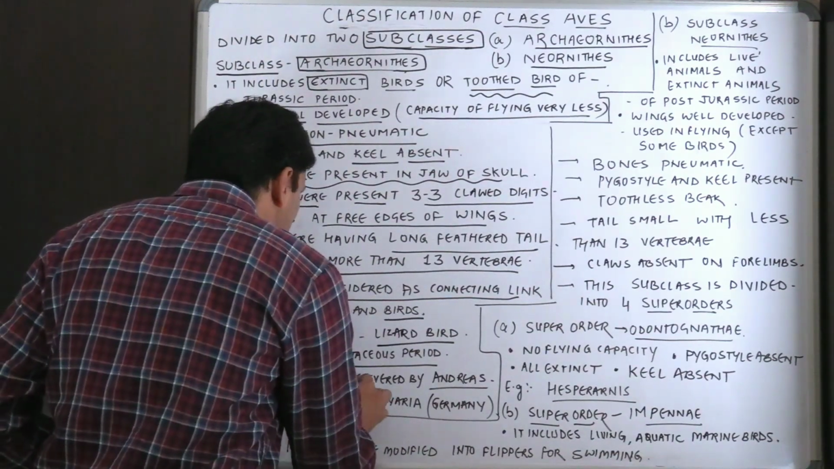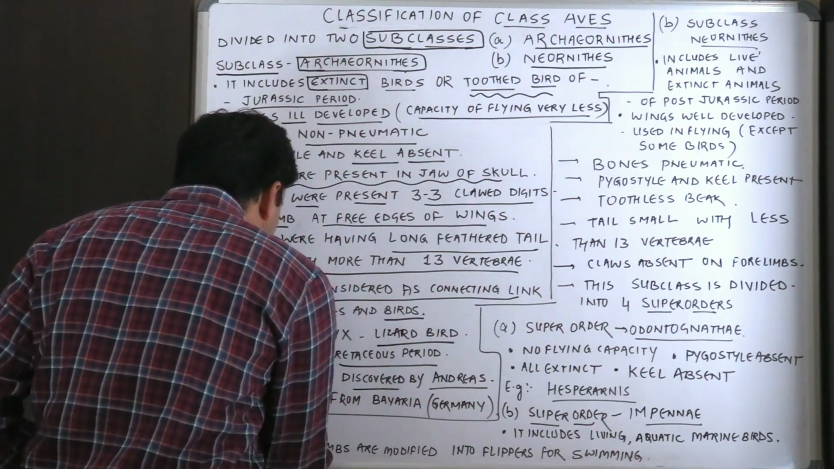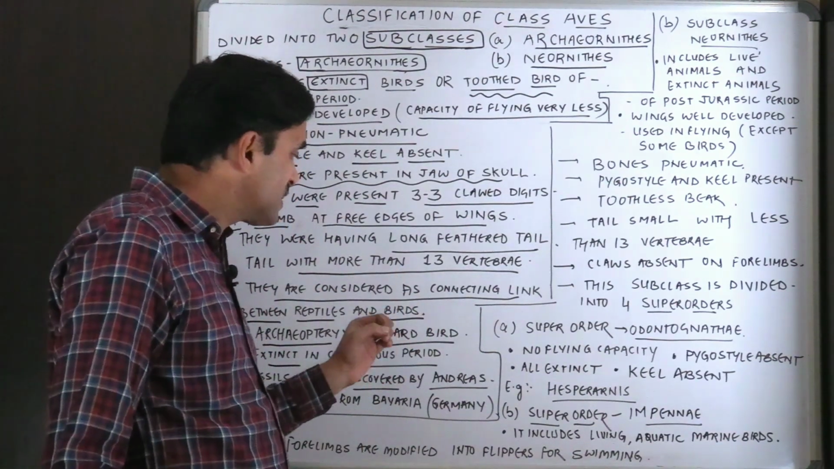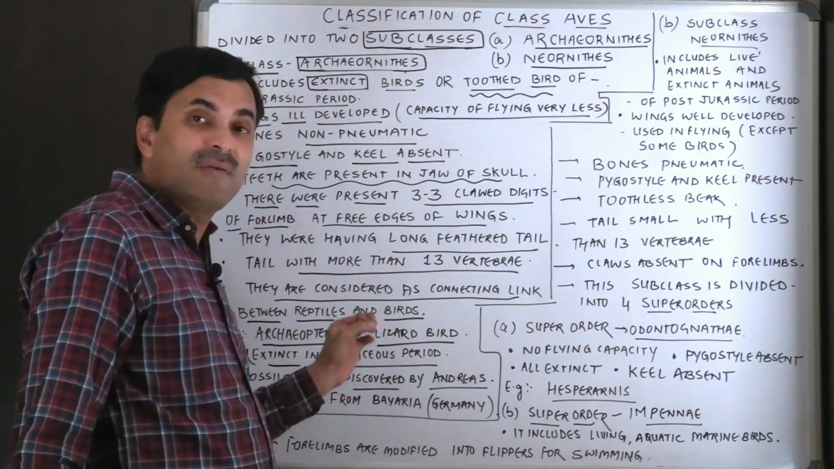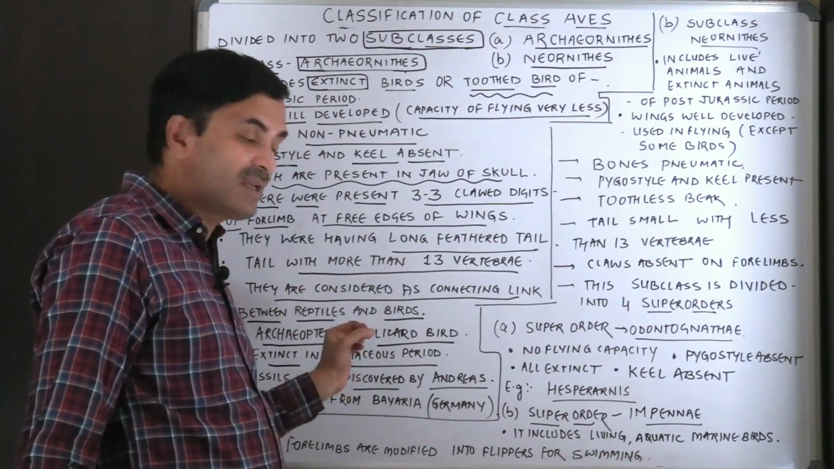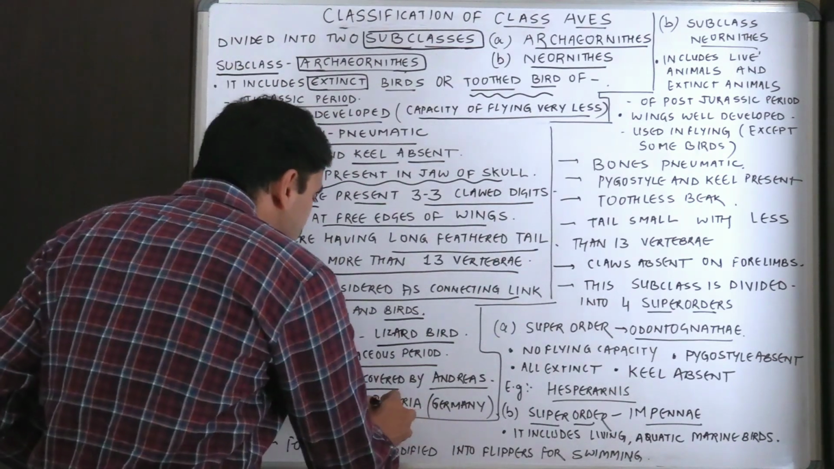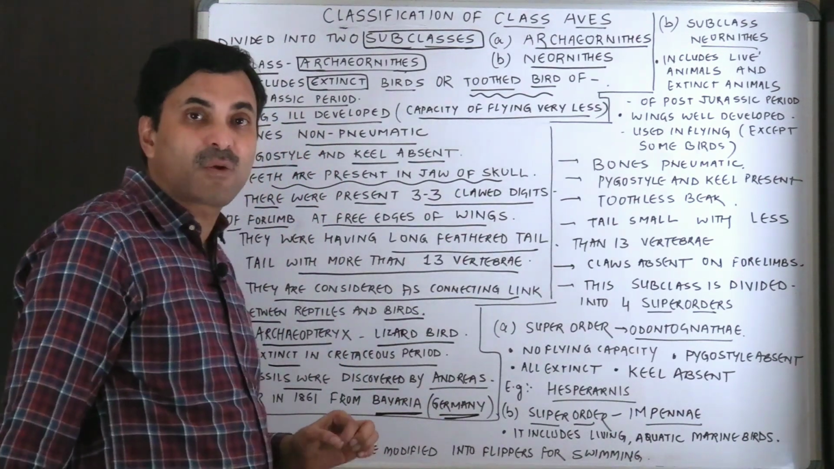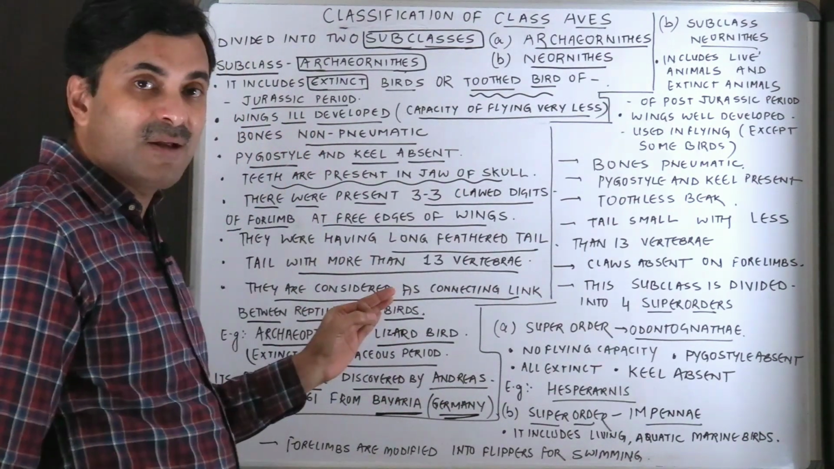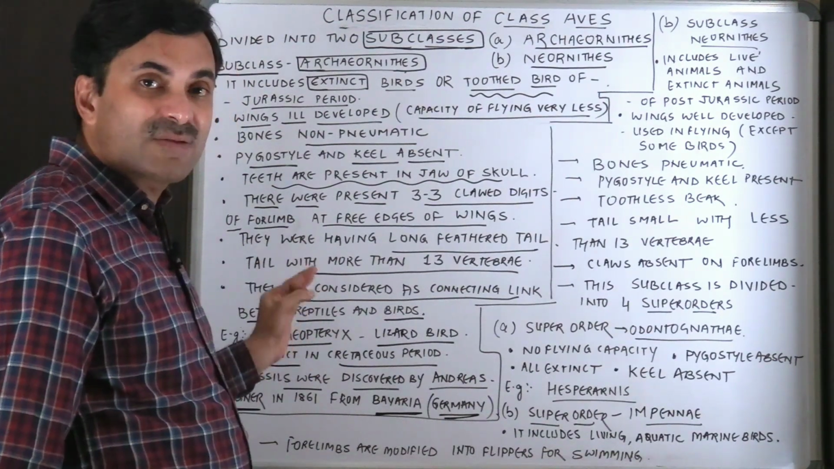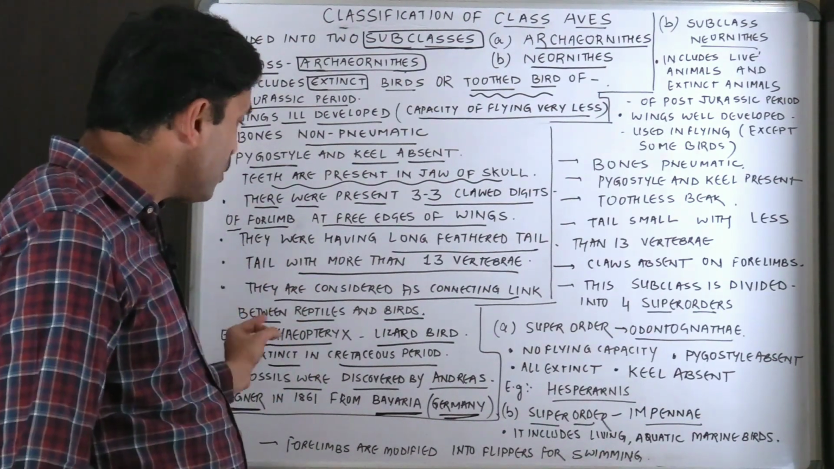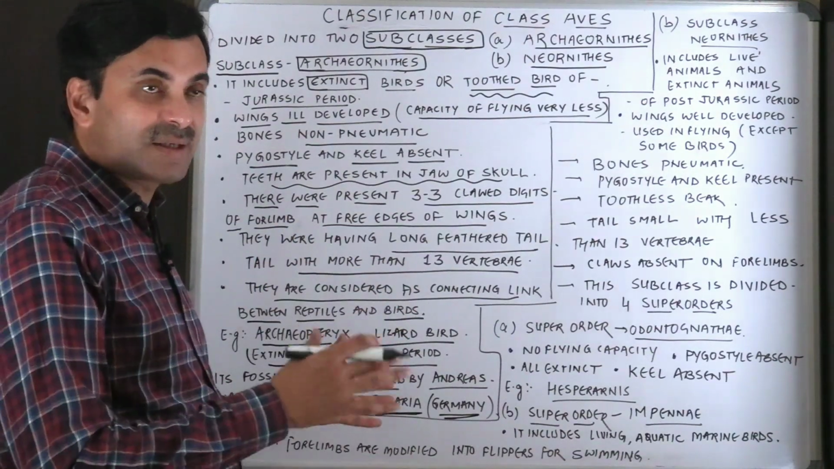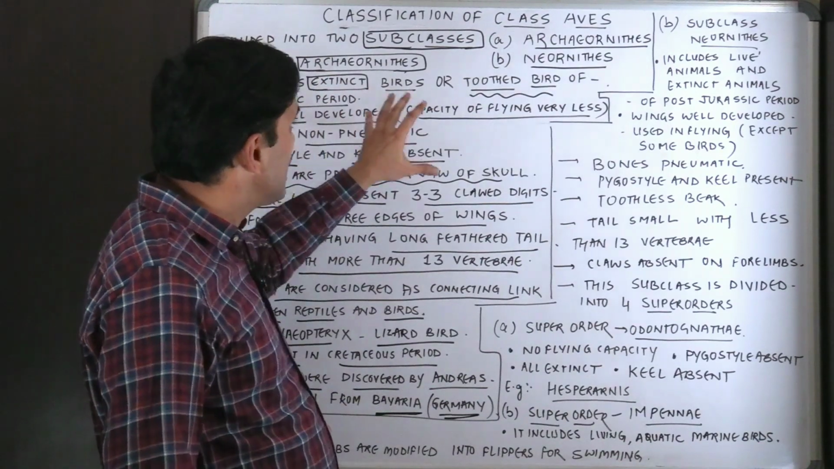And its fossils were discovered by Andreas Wagner in the year 1861, from a region in Germany known as Bavaria. From Bavaria, which is located in Germany, in 1861, Andreas Wagner discovered the fossils of this bird. This was a large bird having reptile characters. All right. Now this is the class Archaeornithes.